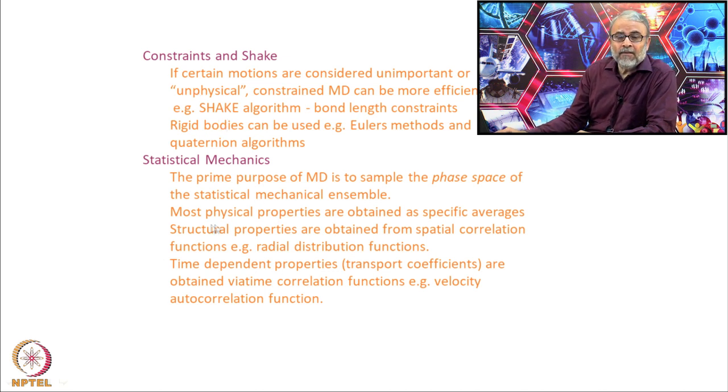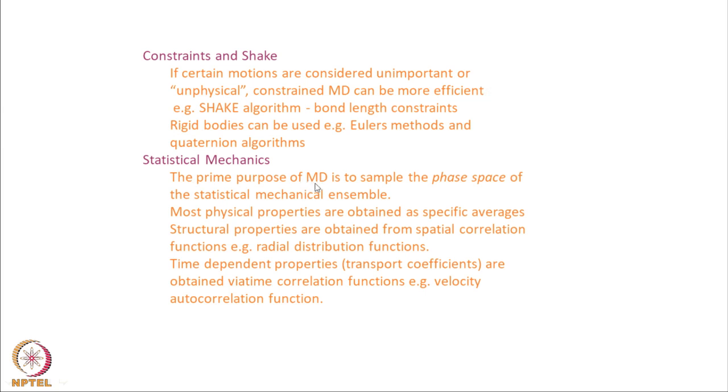And basically what we have done, this simulation constitutes an example of statistical mechanics. So, what is the main purpose of molecular dynamics? The main purpose is to generate a trajectory. So, what is a trajectory? Position and momentum as a function of time, that is called a phase space in statistical mechanics. And once you generate a trajectory, then you can calculate physical properties as specific averages. In particular, structural properties can be obtained from spatial correlation functions, that is a radial distribution function, and the time dependent properties, these are the transport coefficients, they can be obtained via time correlation function, that is the velocity autocorrelation function.